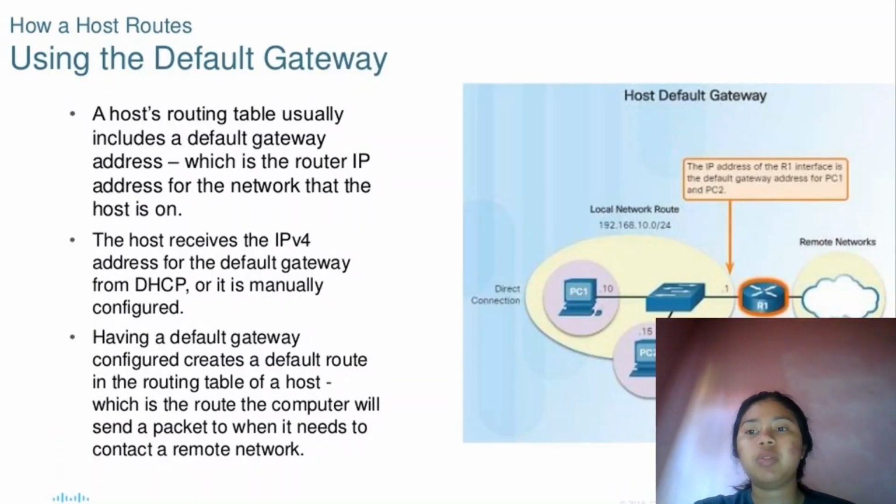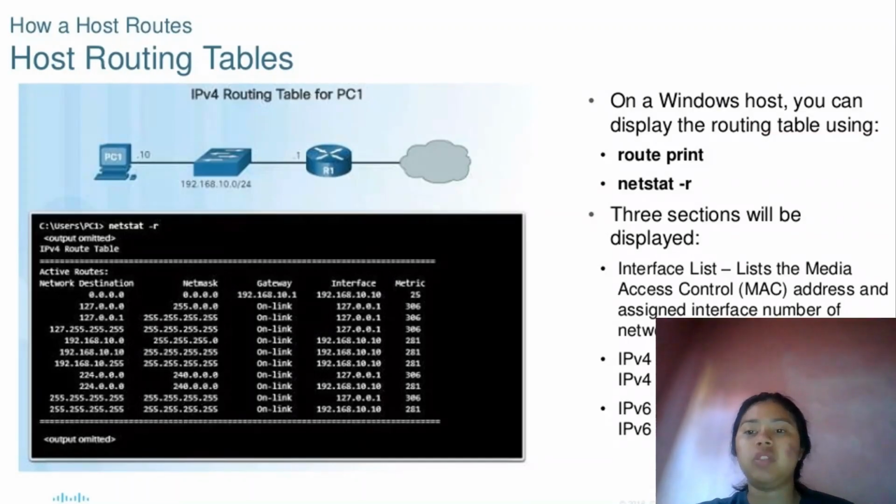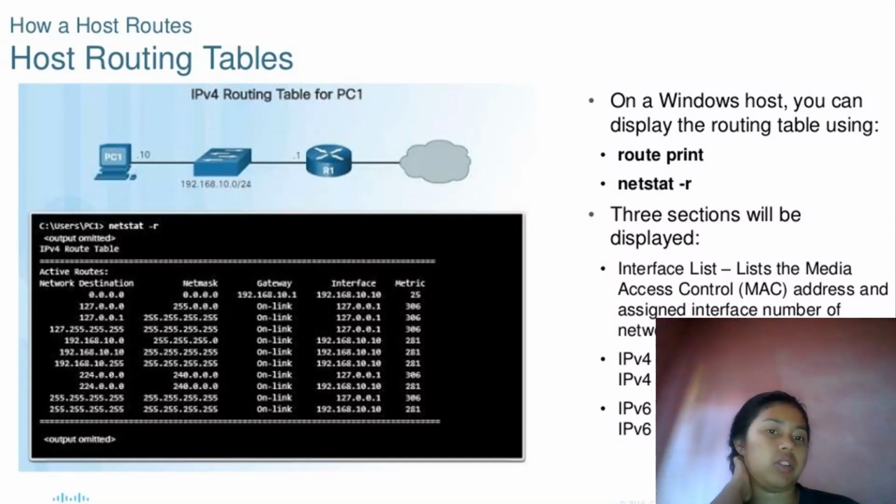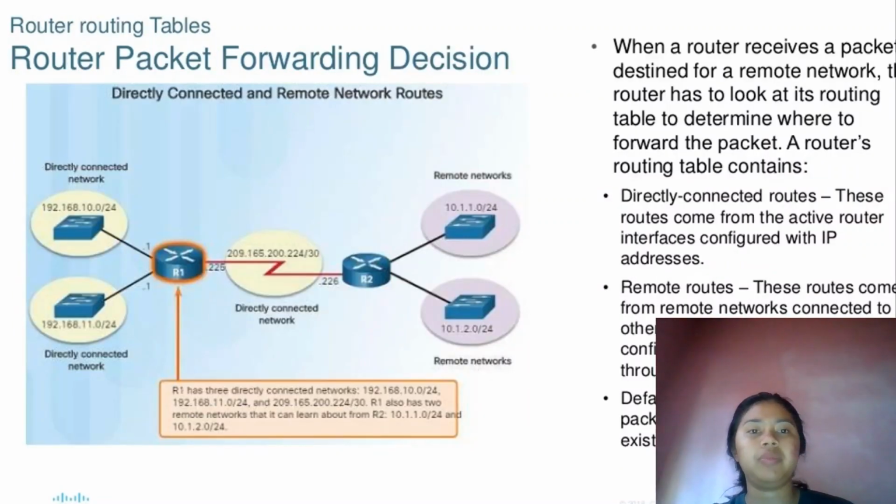Using the default gateway, a host's routing table usually includes a default gateway address, which is the router IP address for the network that the host is on. Host routing tables. On a Windows host, you can display the routing table using route print or netstat. Three sections will be displayed: interface list, IPv4 table, and IPv6 route table.